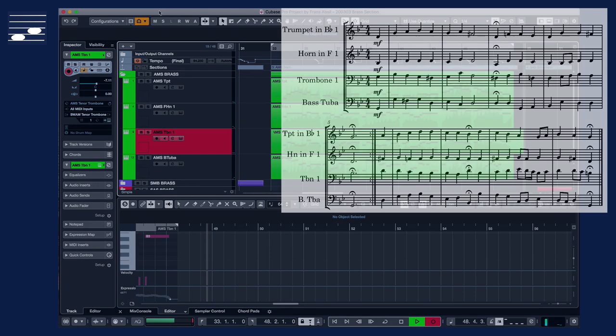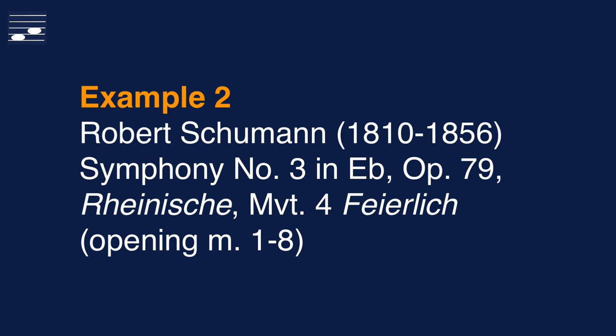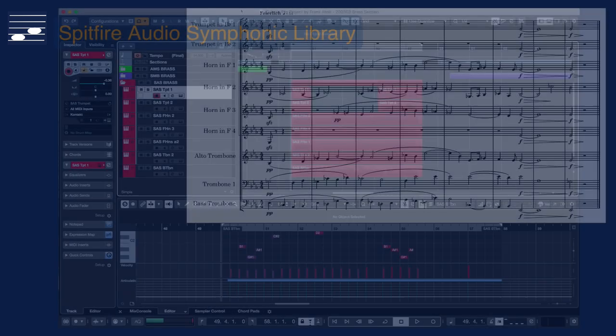The next example is from Schumann Symphony No. 3, Die Rheinische, and you'll hear a 19th century symphony orchestra brass section in the opening measures from the fourth movement, Feierlich. Characteristics are the unusual alto trombone, the absence of the tuba, and of course the dynamics, the contrast between pianissimo and brass tutti forte.